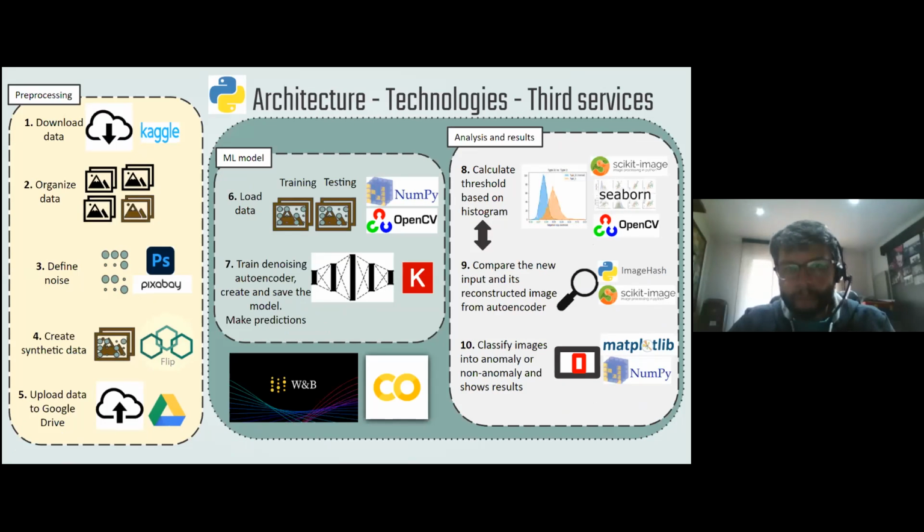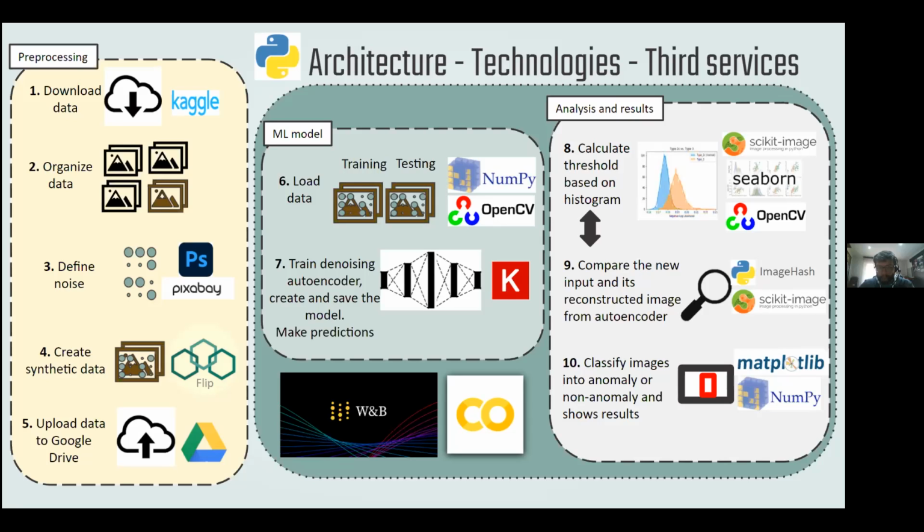The second one is related to the machine learning model. Yes, the architecture: to define the architecture and the number of layers, and Heimer is going to explain this part. And the last one is based on the training model. It's necessary to determine some threshold based on one histogram. Heimer and Maya are going to explain it. And after that, to compare the reconstructed image and classify it as anomalies or no anomalies.